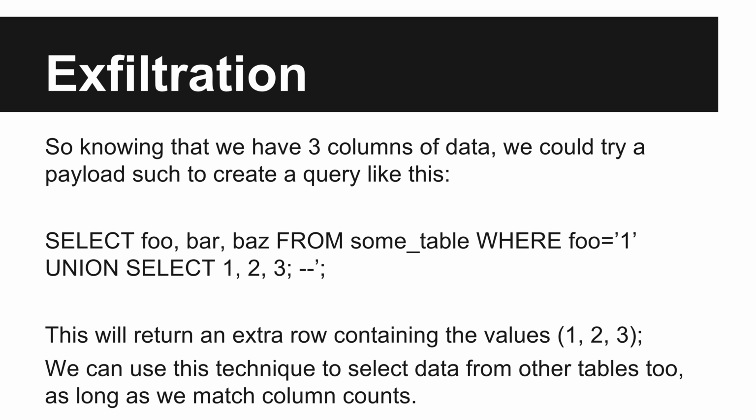Knowing that we have 3 columns of return data, we can try a query like you see on the screen. This union will let you return some arbitrary data or even select data from other tables. Just make sure you match the number of columns or the query will fail. If you can't see the query, just keep adding additional values to the union select and you'll eventually hit on the right value.